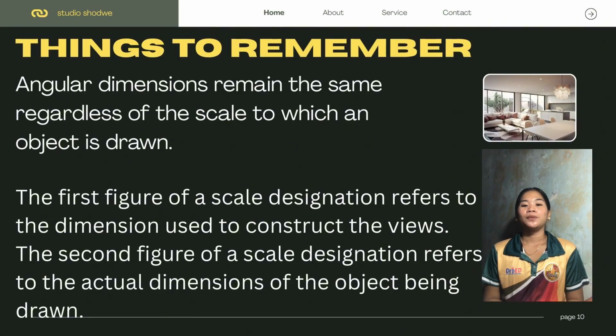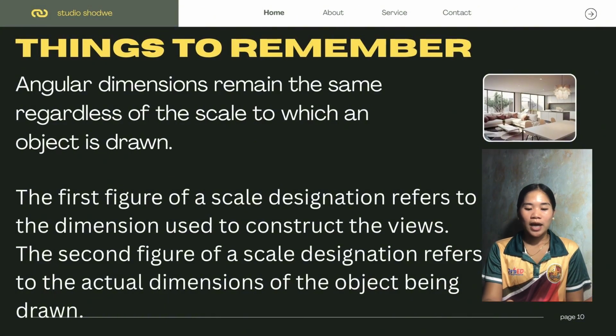So, understanding scale like 1 to 2, 2 to 1, etc. The first number tells you the size you draw, and the second number tells you the real size. So, example, 1 to 2, drawing is half the real size, and then 2 to 1 is drawing is twice the real size. So that's the example, and then let's proceed.